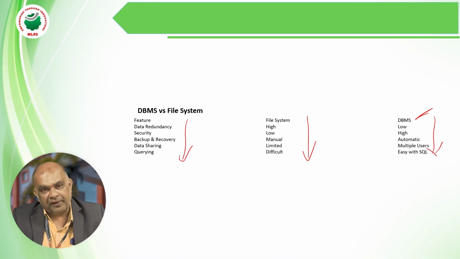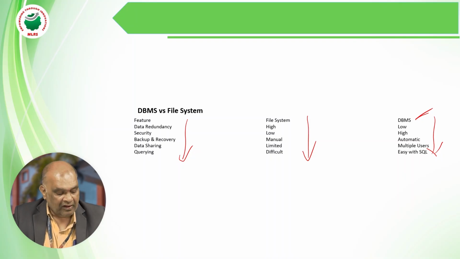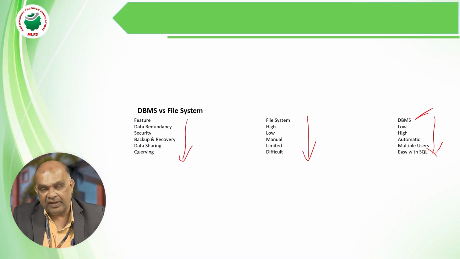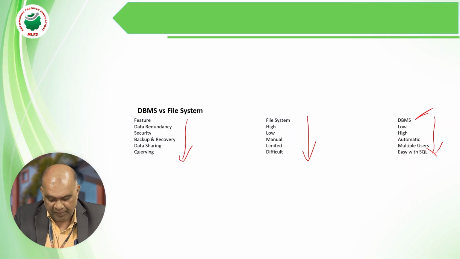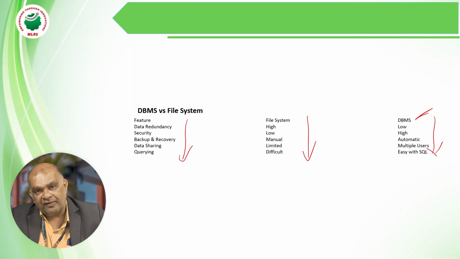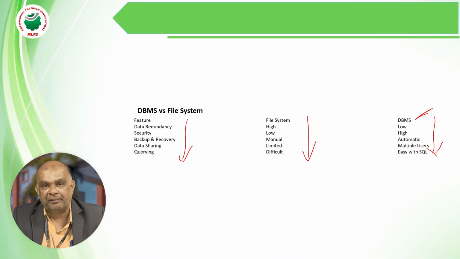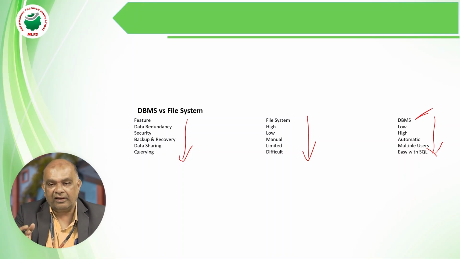Then the security purpose. In the case of a file, anyone can access the file and just take out the information from it. But in a DBMS, since we are providing security at different levels of the user, it will definitely be more secure. Then the backup: in a file system, it is a normal backup, whereas in a database system, it is an automatic backup. So we create an automatic backup.